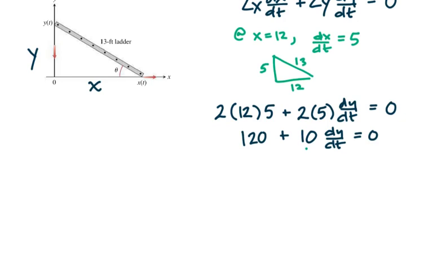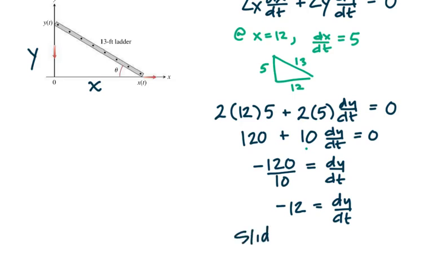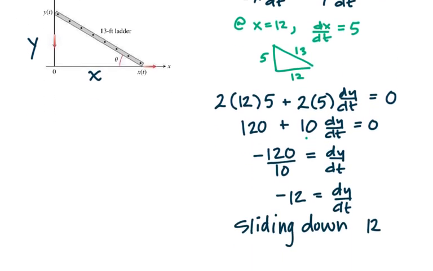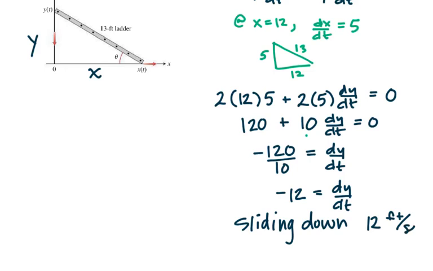So I have 120 plus 10 dy/dt equals 0. And I'll subtract my 120, divide by 10, and that gives me my dy/dt. So I get negative 12 equals my dy/dt, and it's negative, that implies it's sliding down. So it's sliding down at 12, and our units of measure here are feet per, I go back up and look at my problem, second. So it's sliding down the wall at 12 feet per second at that specific moment.